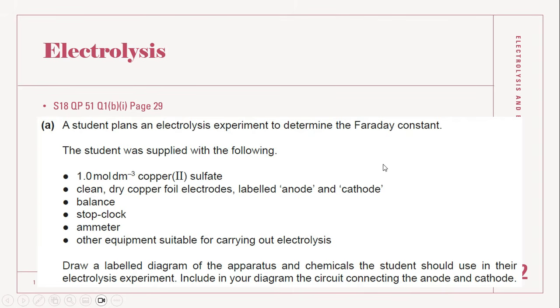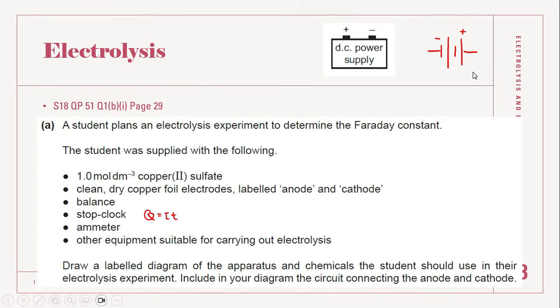Now this time, they didn't give the DC power supply as a starting point, right? So you need to include that in your diagram. You can draw one like the one given in the previous question, or you can use batteries. Personally, I prefer to draw this DC power supply because I find it very difficult to remember the longer and shorter lines for the positive and negative terminals of the batteries.